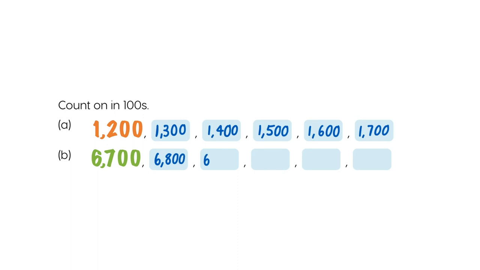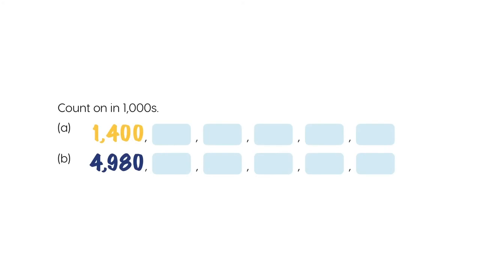6,800, 6,900, 7,000, 7,100, 7,200. Let's count on in thousands. 2,400, 3,400, 4,400, 5,400, 6,400.